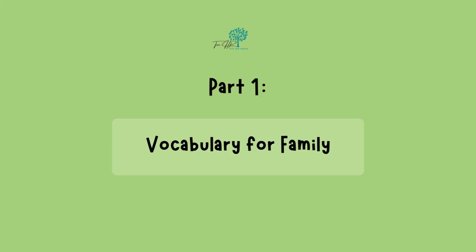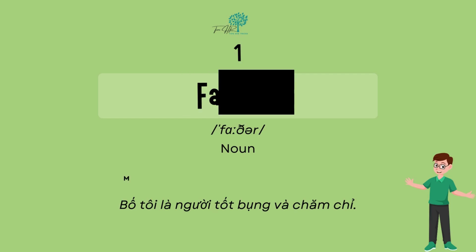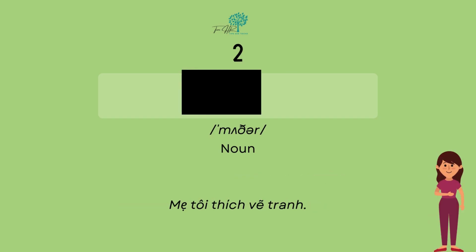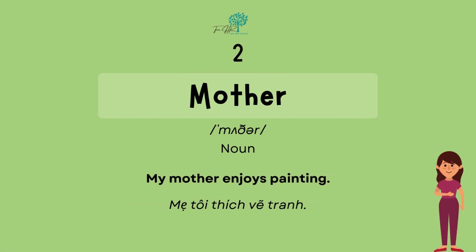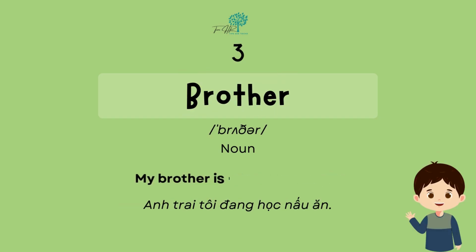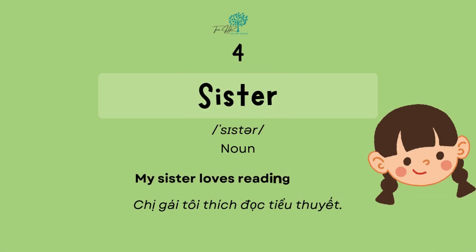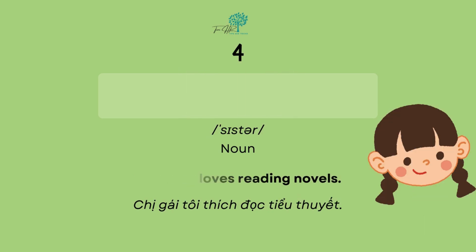Part 1, Vocabulary for Family. 1. Father. My father is kind and hardworking. 2. Mother. My mother enjoys painting. 3. Brother. My brother is learning to cook. 4. Sister. My sister loves reading novels.